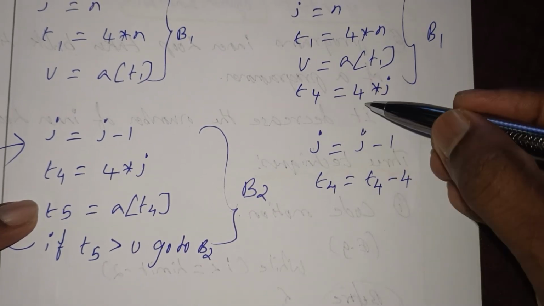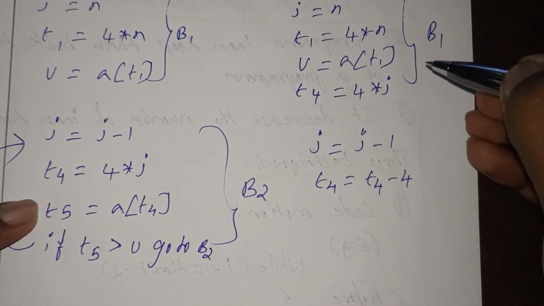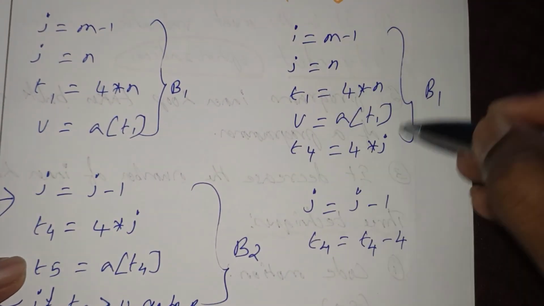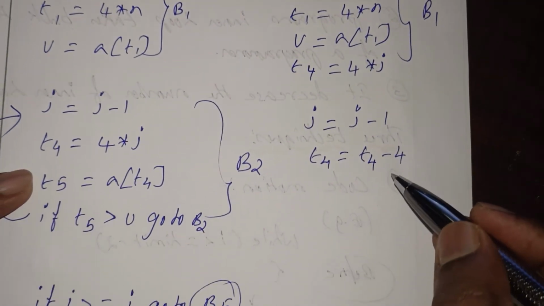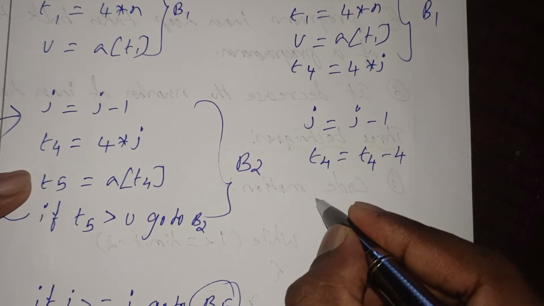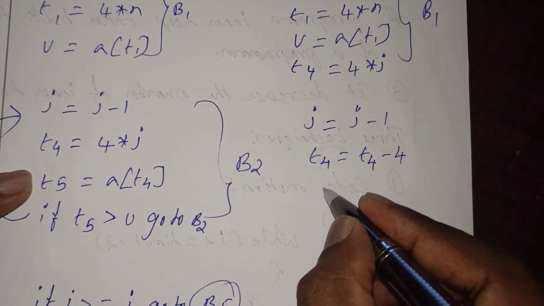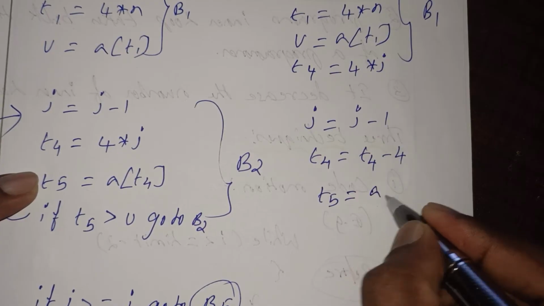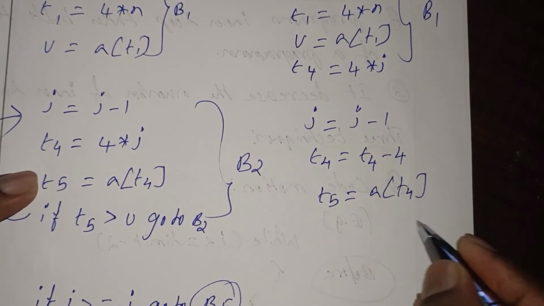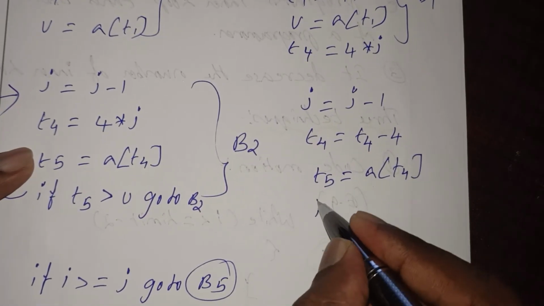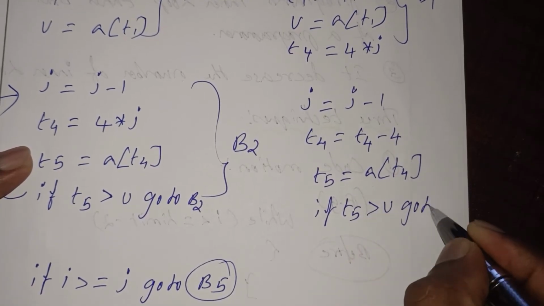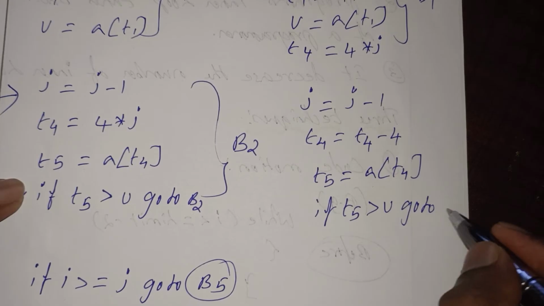So here you can see T4 is equal to 4 asterisk j in the block 1, right? So whenever it is necessary, it will take the performance here itself. It doesn't move to the block number 2. So here finally what we are going to do, we have a check, a condition has to be checked. Before that, T5 is equal, I am going to write the same thing, a of T4, which has the same value. So again, if T5 is greater than U, go to, so we have gone to B2 here.